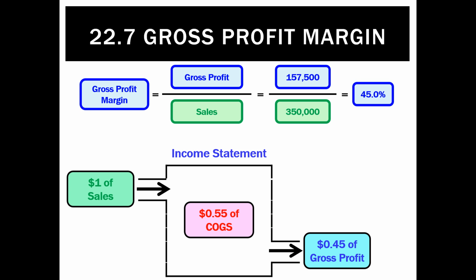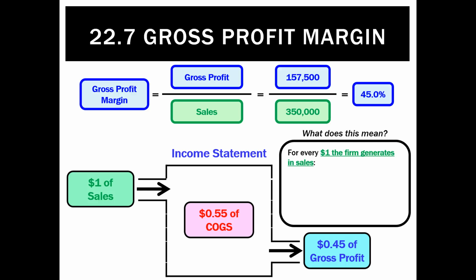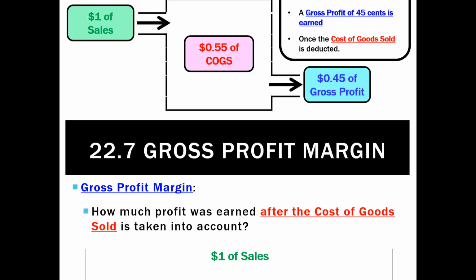How much is left of the sale once we take out the cost of goods sold? So our actual formal way to interpret it will say for every dollar the firm generates in sales, the gross profit of 45 cents is earned. This is once the cost of goods sold has been deducted.